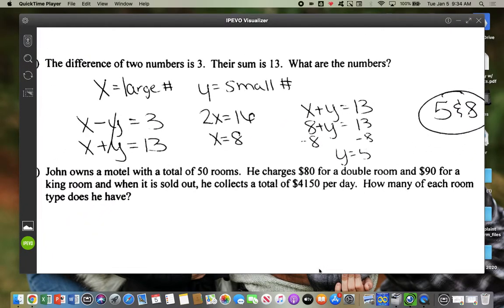What do you guys think about my 2 numbers? Do you guys agree with 5 and 8 or disagree with 5 and 8? And honestly, does it matter if you write 8 and 5 or 5 and 8? It doesn't tell you. Now, if I asked you what's the larger number, then you would want to tell me the larger number's 8. But on this one, it's not specific. It just says what are the numbers. It didn't ask for an order, so you're good to go.